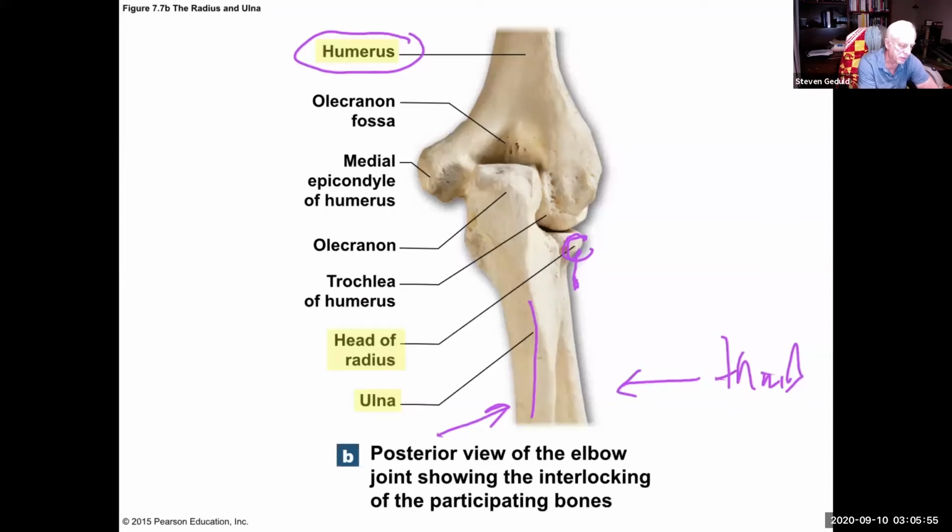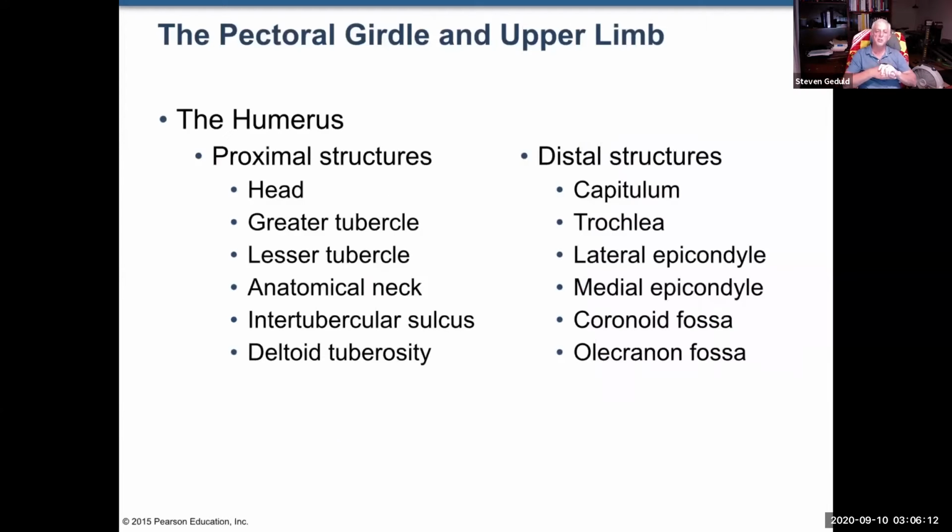At the olecranon fossa is where the ulna connects to the humerus. You have the olecranon, this bone section here where it connects. And you have the head of the radius, and you have your ulna. The humerus has structures at the proximal end and the distal end. The proximal end is where it attaches to the scapula at the shoulder. The distal end is where the humerus attaches to the radius and the ulna.